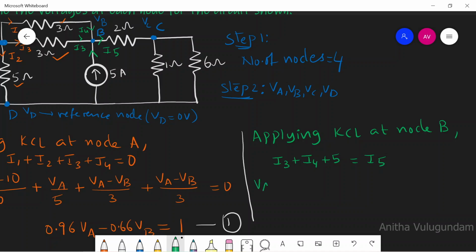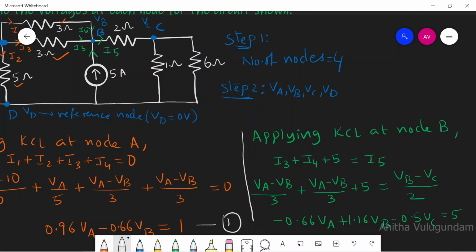I can write I3 as VA minus VB divided by 3, and I4 as VA minus VB divided by 3 plus 5 equal to VB minus VC divided by 2. By rewriting this equation, I'll write minus 0.66 VA plus 1.16 VB minus 0.5 VC equal to 5. Let this be equation number 2.